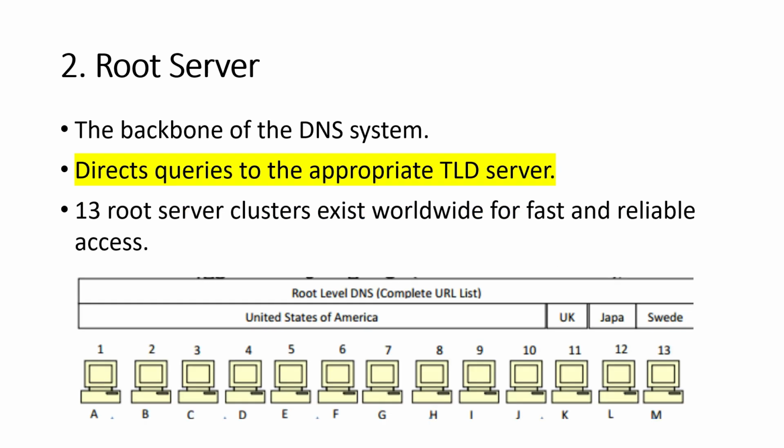Next, we have root DNS servers. These are the top level servers in the DNS hierarchy. There are only 13 sets of root servers globally, and their job is to point your query to the appropriate top level domain server based on the domain extension like .com, .org, etc.